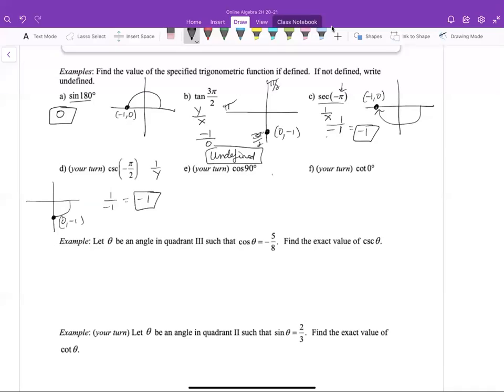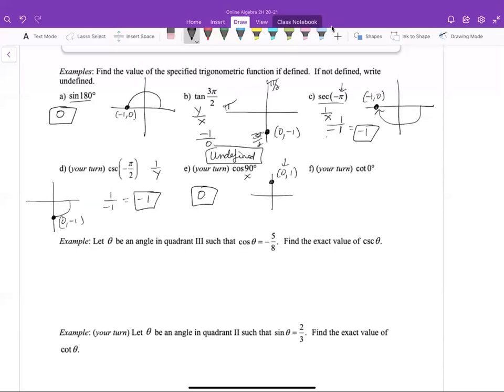So 1 over -1 will equal a -1. 90 degrees is located right here. And that should have a value, if I'm on the unit circle, of 0, 1. And cosine is related to my x value. And cosine in this case will be 0.